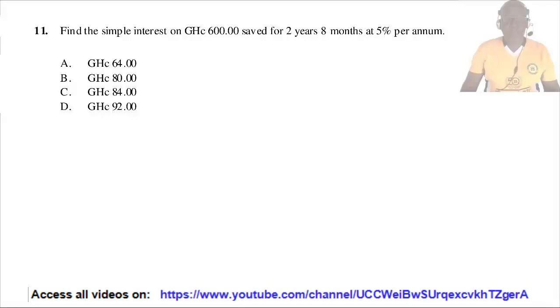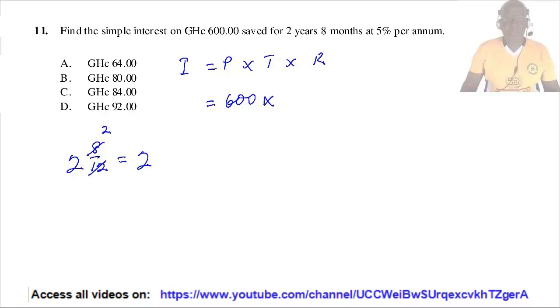Question 11. Find the simple interest on 600 Ghana cedis saved for 2 years, 8 months at 5% per annum. The interest equals the principal times the time times the rate. The principal equals 600. The time equals 2 years, 8 months, which is the same as 2 and 8 divided by 12. Yes, this is because there are 12 months in a year, and this is the same as 2, 4 goes here, 4 goes here, 3. That is 2 and 2 over 3, which is the same as 8/3 in improper fraction.